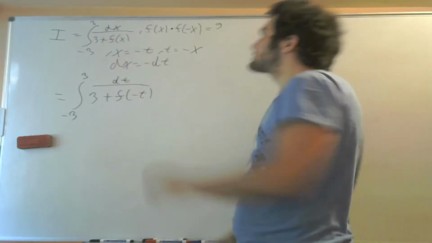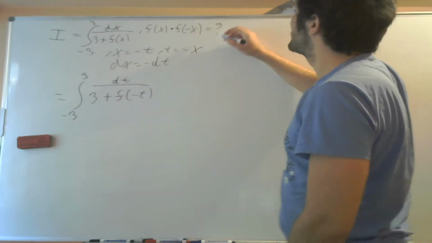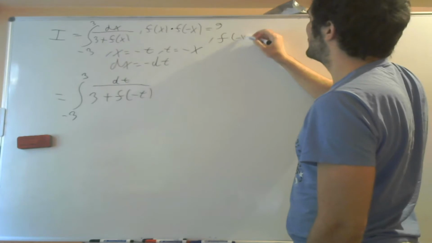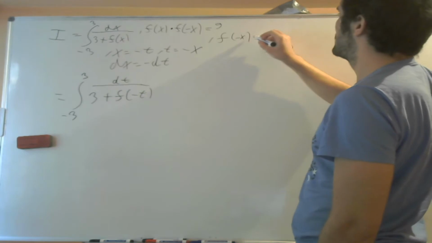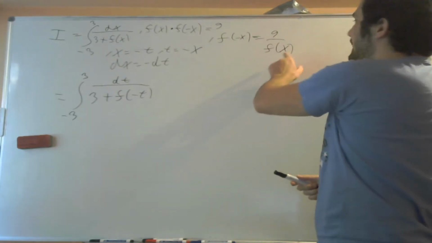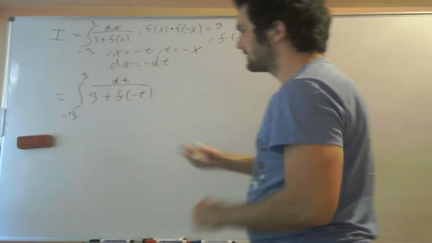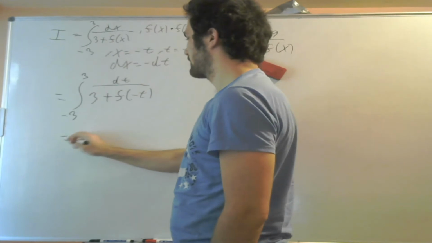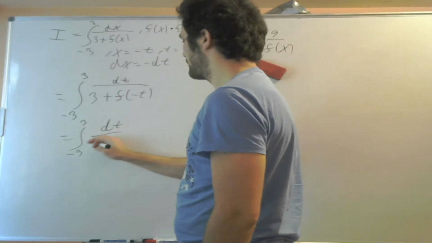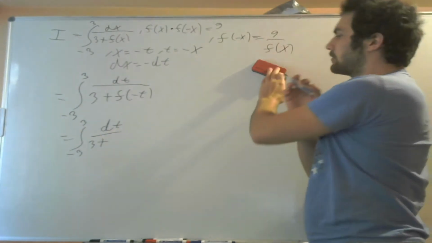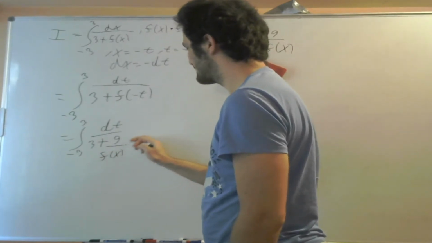And now we will use the condition we were given, that f of negative x can be solved for. f of negative x is 9 over f of x. In our case, the x is just t. So we will substitute f of negative t to be this. Let's see what we get. From negative 3 to 3, dt over 3 plus 9 over f of x.